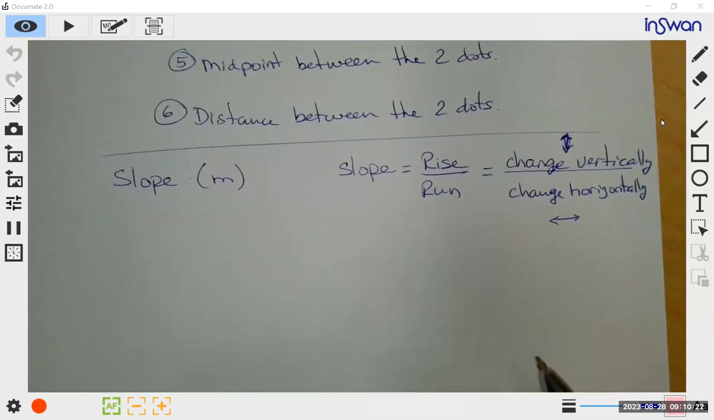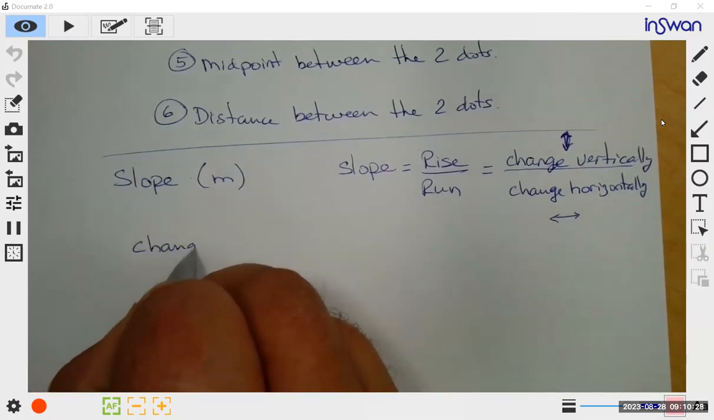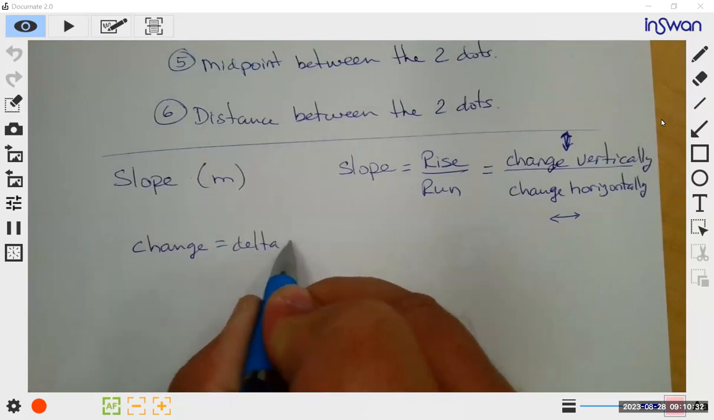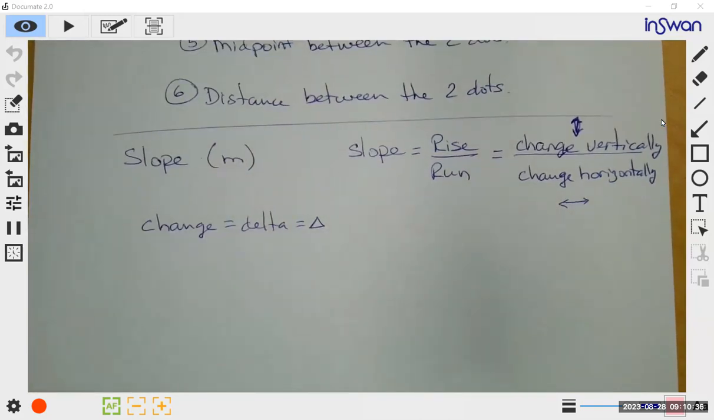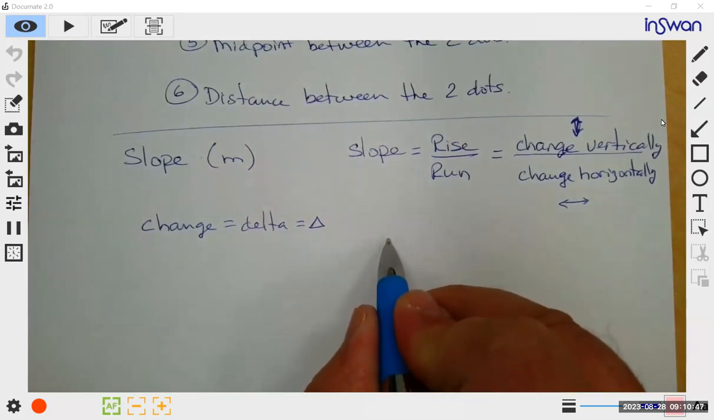So how do you determine the change of something? The word change, in mathematics, we also call it the delta. And we use that symbol. Since this is a math course, I might as well show you all the symbols and everything. So let's look at this.